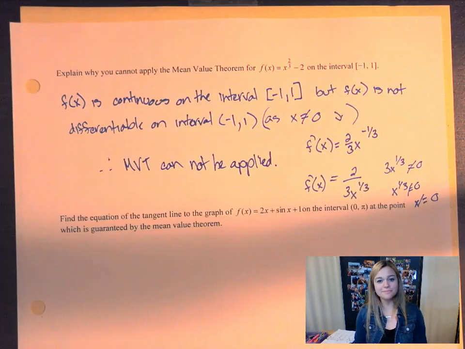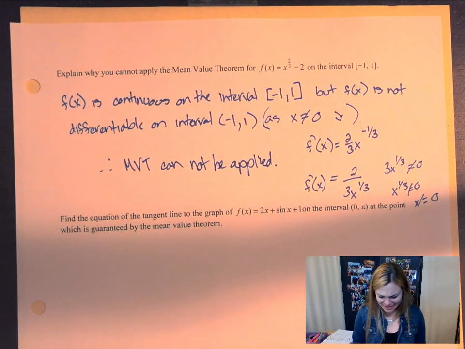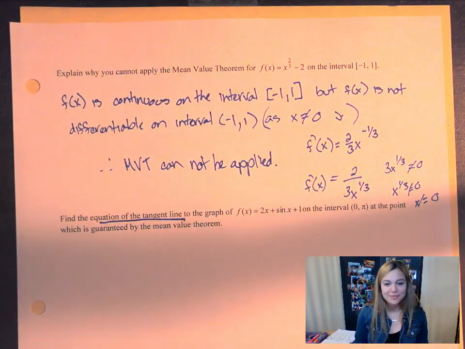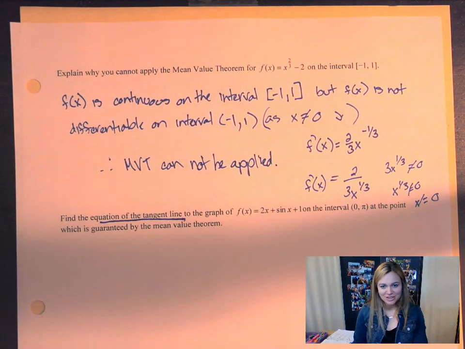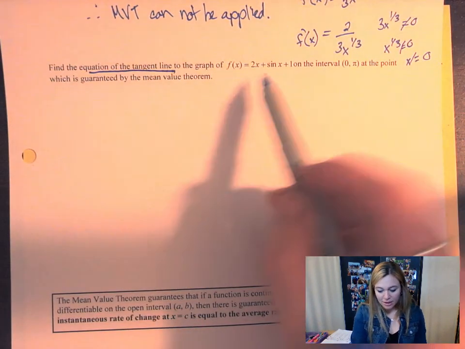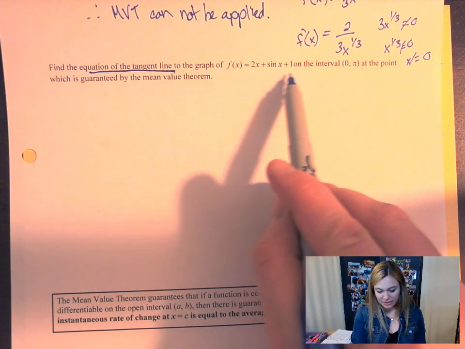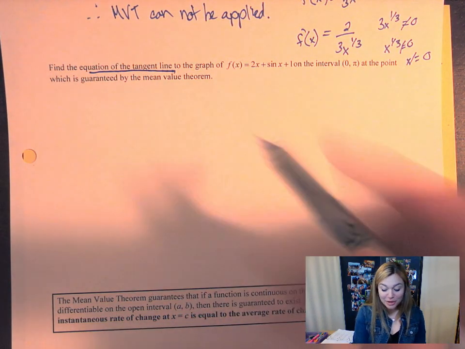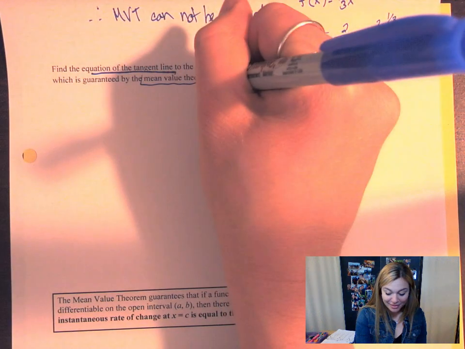One more. Find the equation of a tangent line. What? It's like coming back to an old friend. We're finding the equation of the tangent line. I wonder if there's a new spin on this. f of x is equal to 2x plus sine of x plus 1. Okay, seems the same so far. On the interval from 0 to pi, at the point which is guaranteed by the mean value theorem. That's fun.